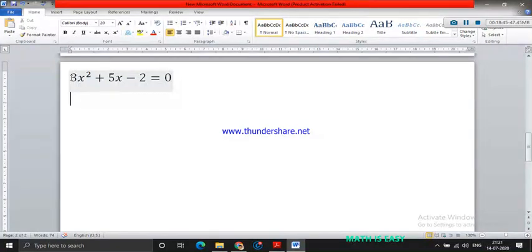So what I do here is I'll keep this 3x square as it is.